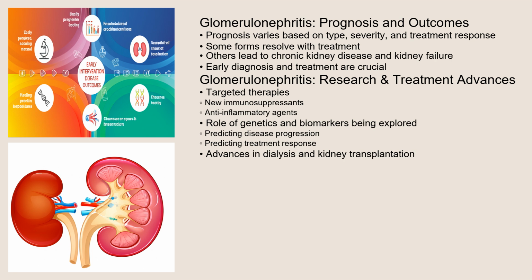Recent research has focused on developing more targeted therapies for glomerulonephritis, including new immunosuppressants and anti-inflammatory agents. Researchers are also exploring the role of genetics and biomarkers in predicting disease progression and response to treatment. Advances in dialysis and kidney transplantation have significantly improved the survival and quality of life for people with end-stage kidney disease.